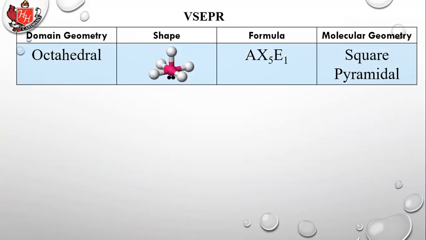Now we're still in the octahedral family, but we've taken away one of the atoms. So now we have AX5E1. We have 5 bonding domains and 1 non-bonding domain, and that's called square pyramidal. And you can see why. If you put faces onto that molecule, you would have a 4-sided pyramid. So that's the square pyramidal.